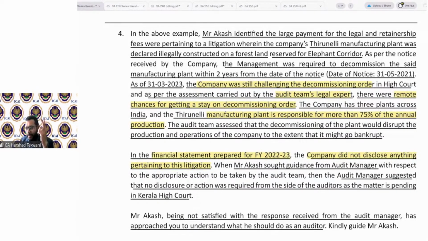There are two important SAs which come into this picture. As an auditor, what actions will you take, how will you disclose this, or what steps will you take to ensure you have appropriate reporting on this or expression of opinion on this.